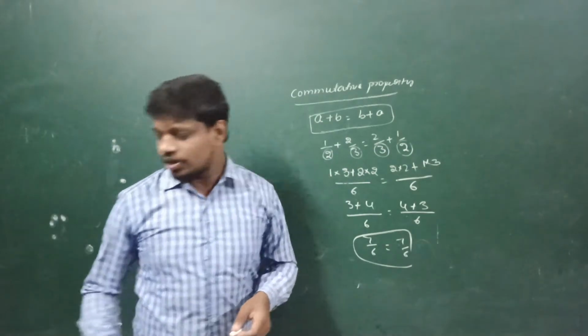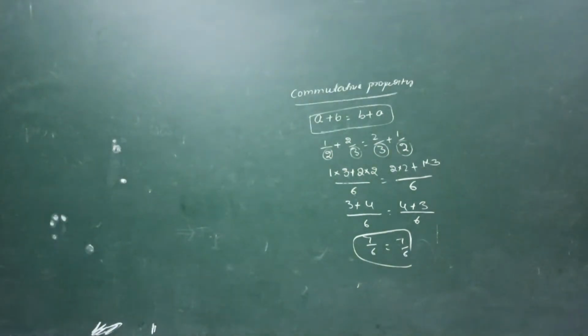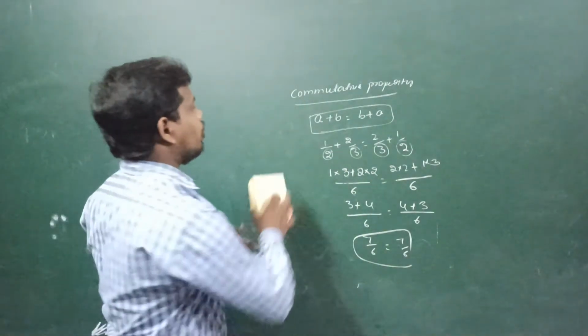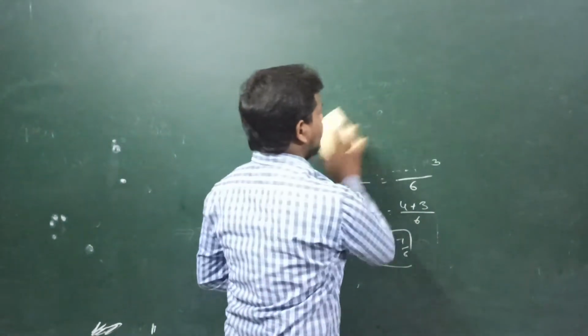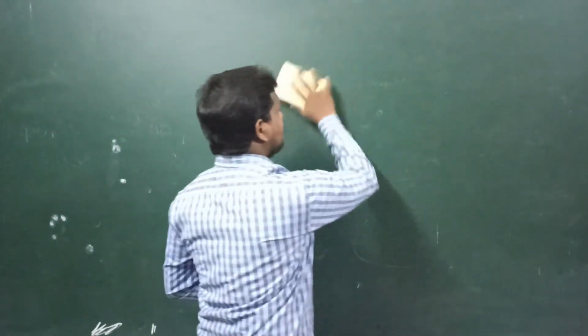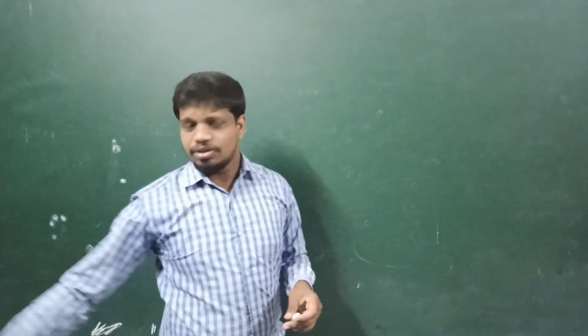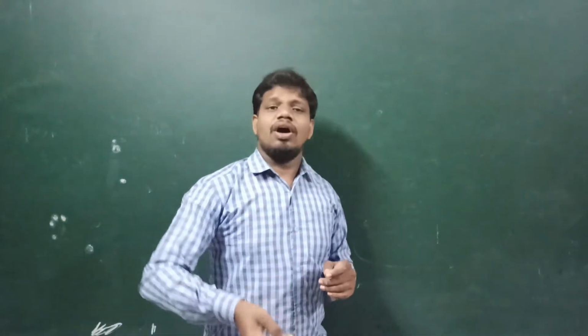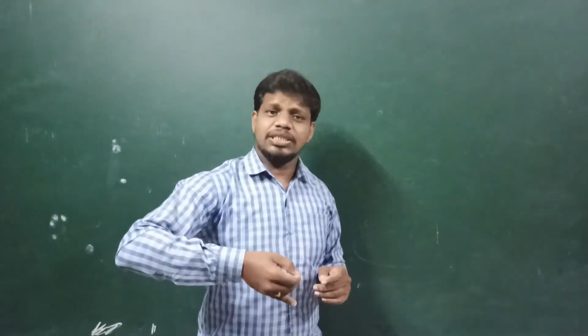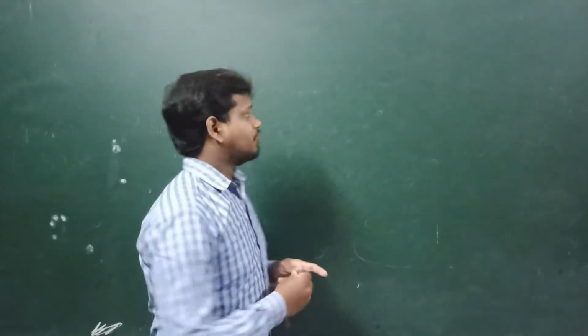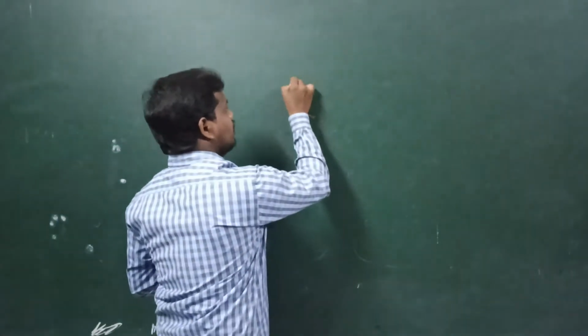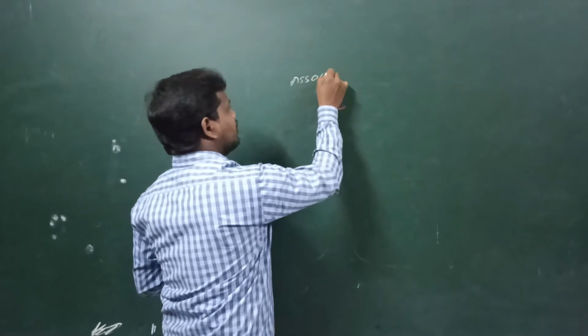Okay. So next we will discuss the associative property of rational numbers under addition. Associative property of rational numbers under addition. So for example, see, associative property.